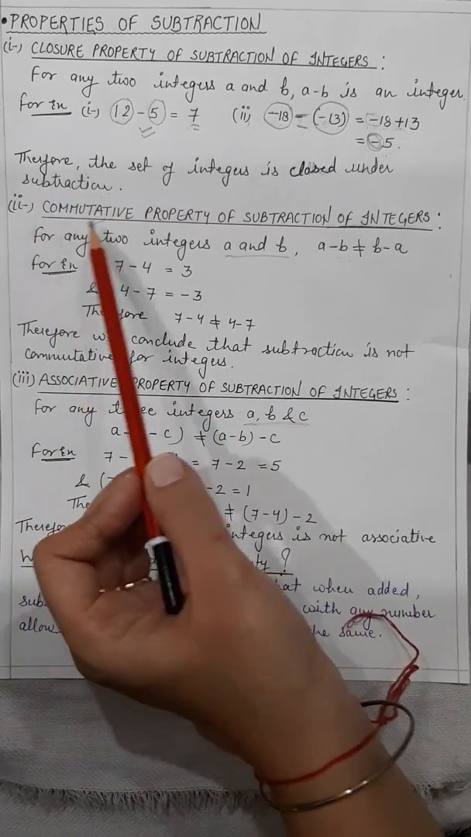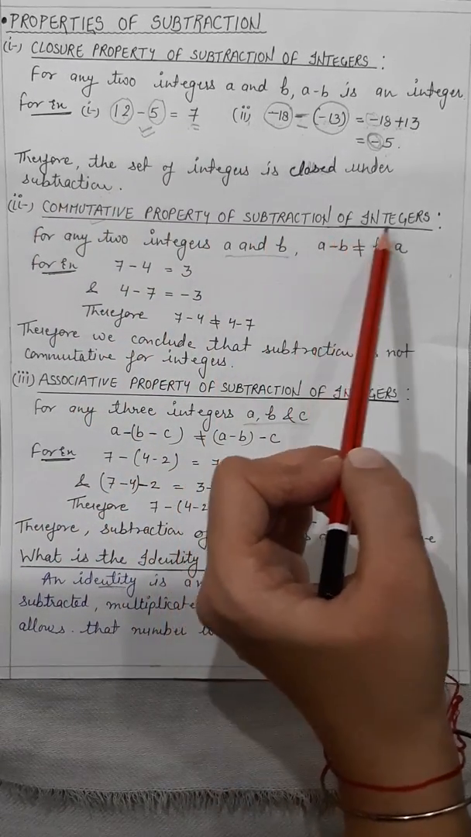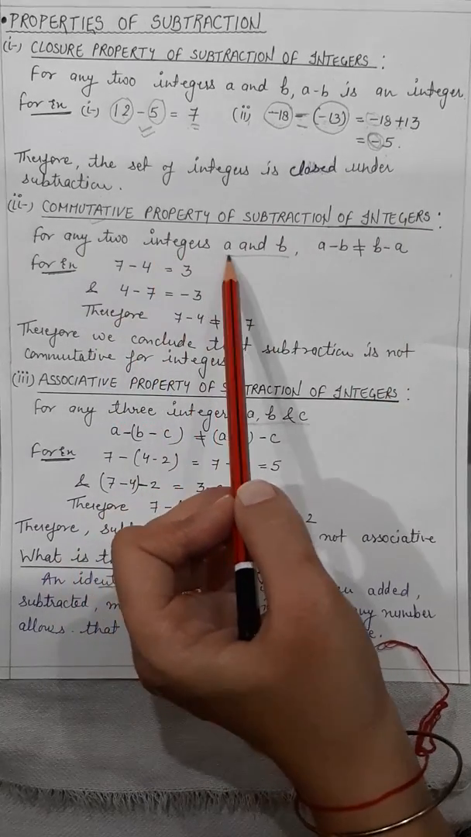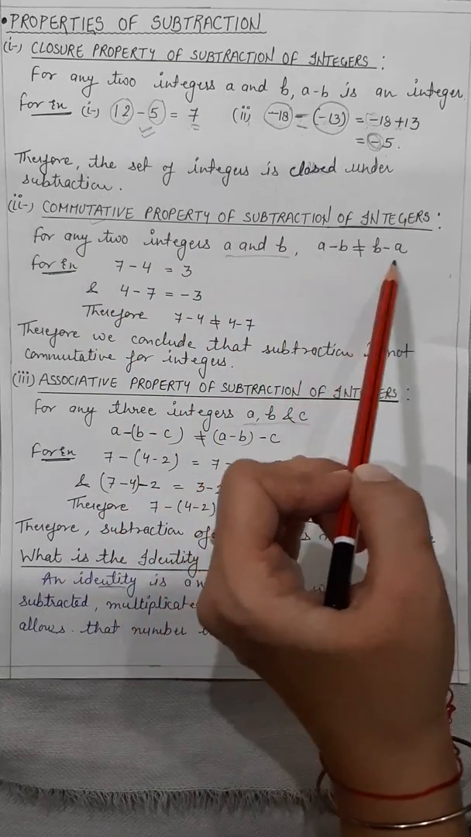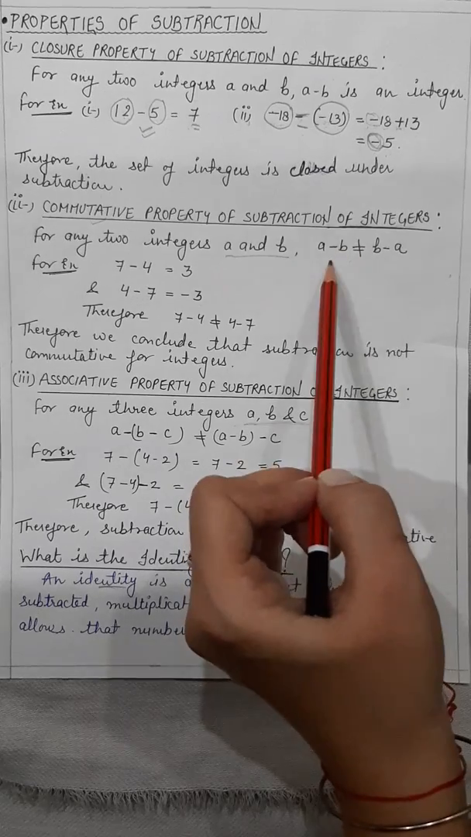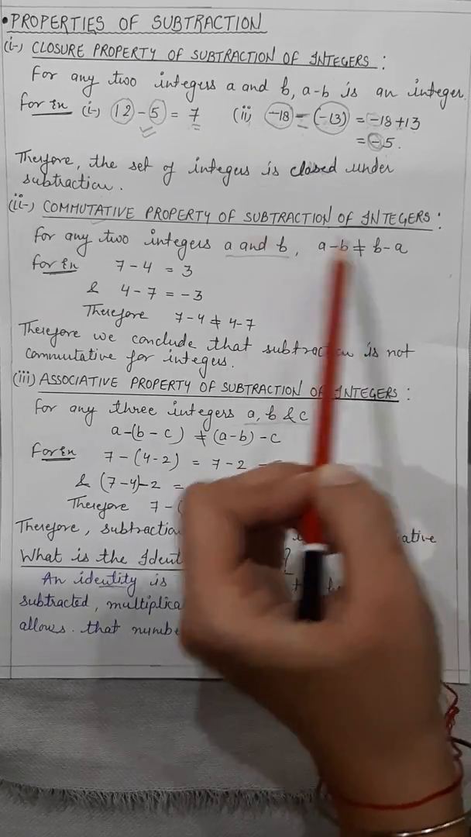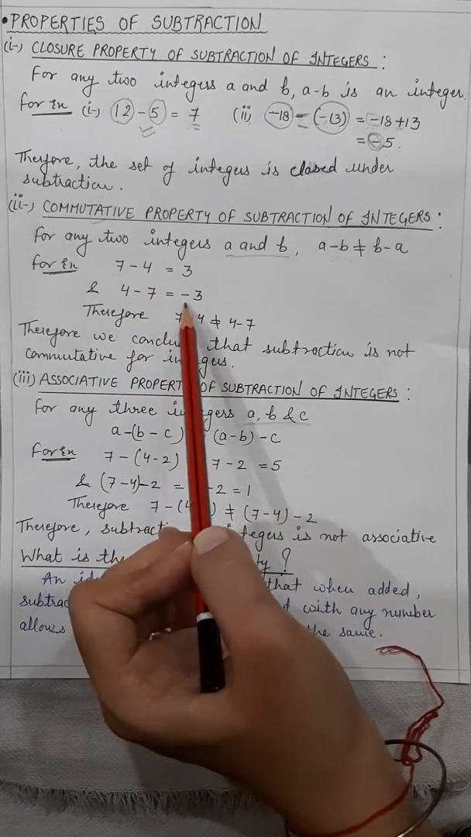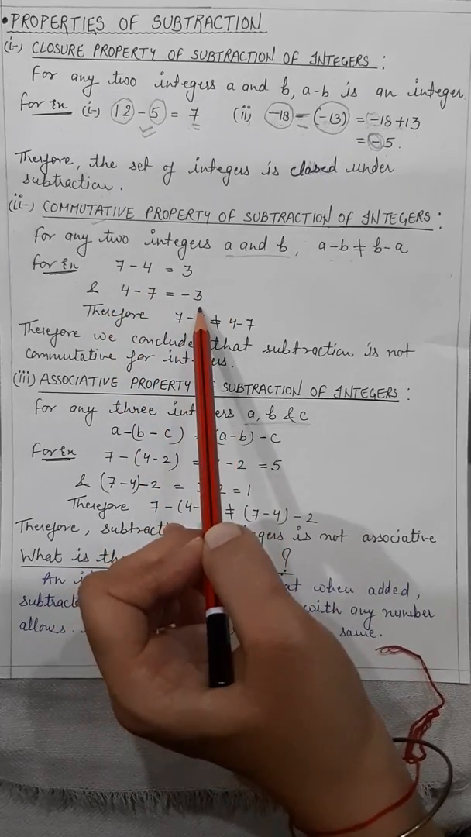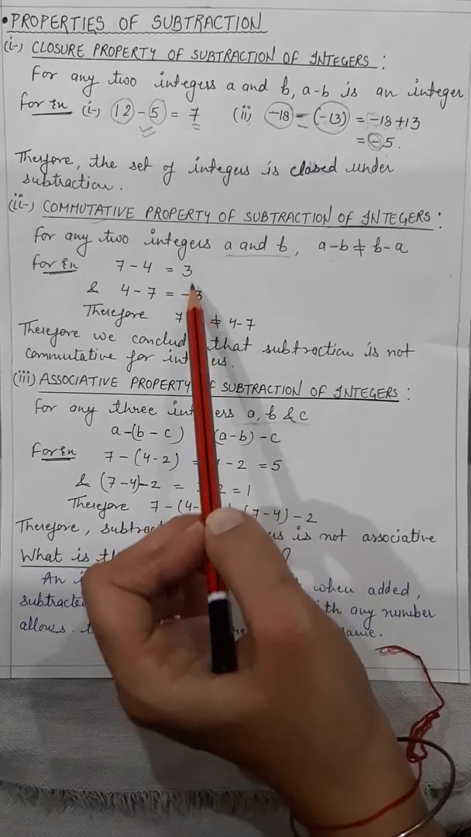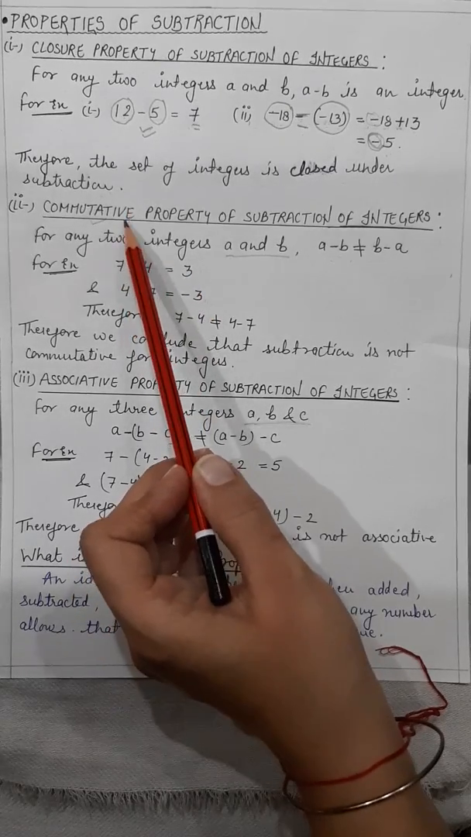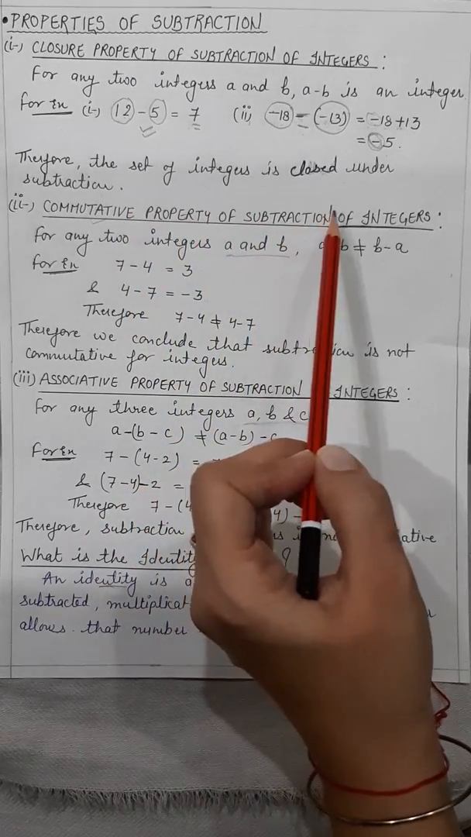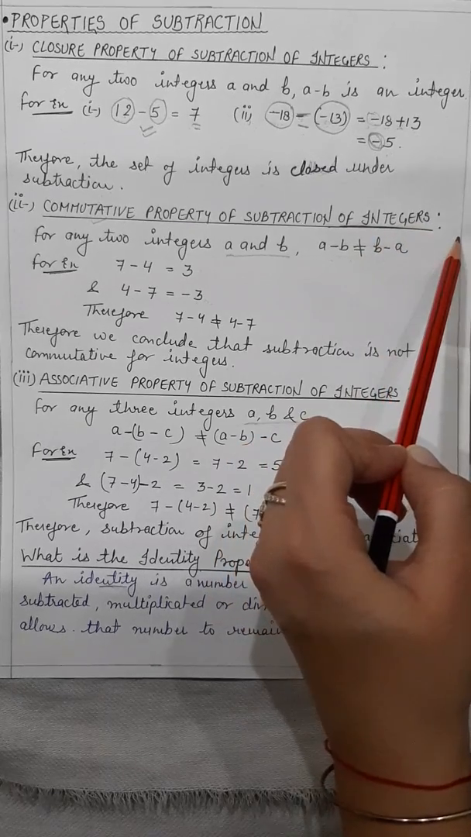The second property is the commutative property of subtraction of integers. For any two integers a and b, if you change the order of subtraction, the answer will not be the same. For example, 7 minus 4 is 3 and 4 minus 7 is minus 3. The answers are not the same. So the commutative property is not applicable for subtraction of integers.